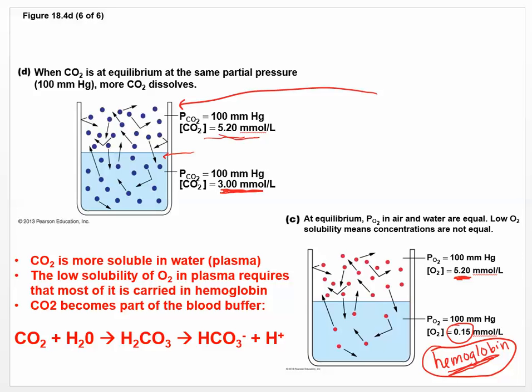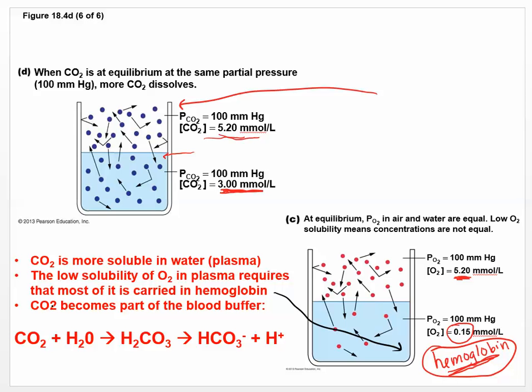Okay, so let's kind of go through this checklist here. Carbon dioxide is more soluble in water. Okay, we buy that. The low solubility of oxygen in plasma requires that most of it is carried in hemoglobin. Okay, we mentioned that. What happens to all that dissolved carbon dioxide?